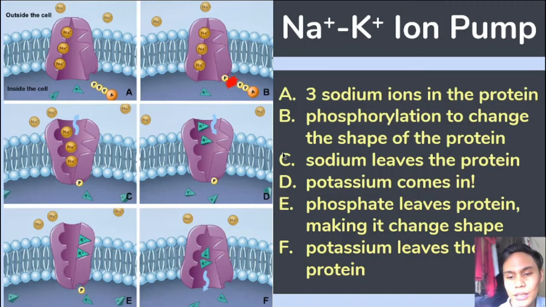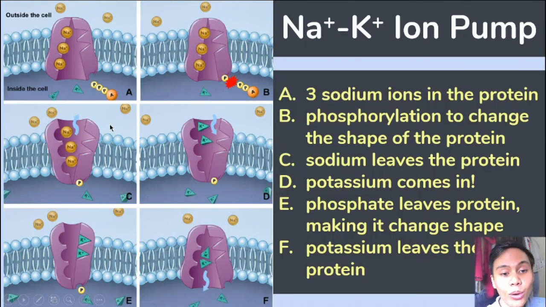How does it accomplish this if it's both against the gradient? So it has these basic steps, 6 basic steps. First, in letter A, 3 sodium ions sit in the carrier protein. And the carrier protein is like, yeah, you can sit here, you can stay here. It binds with them. Now, your next step is phosphorylation. Your adenosine triphosphate will leave a phosphate group on your carrier protein. This causes it to change shape, leading us to letter C. Because of the change in shape, your sodium does not want to sit there anymore. So it leaves the protein, going to the other side, to the outside of the cell.